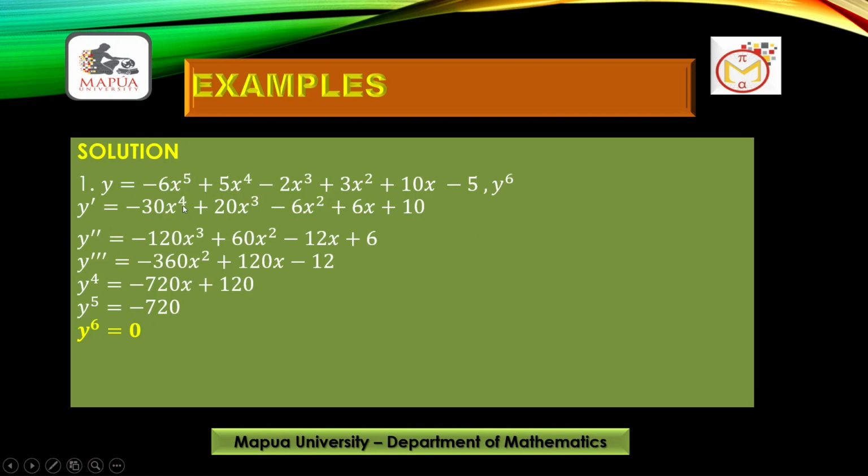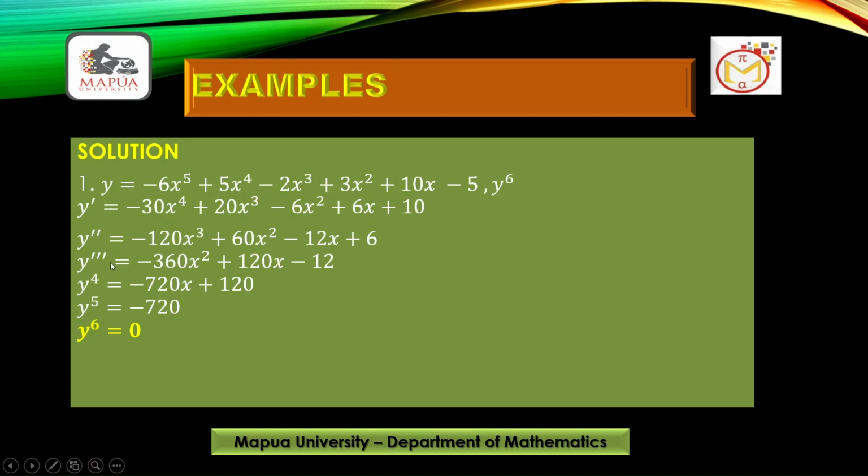This is by means of power again. So bring down 4 times negative 30 is negative 120, less 1 from the exponent, so this is now x cubed. And then, bring down 3 times 20 is 60, and less 1 from the exponent, so this is squared. And then next, bring down 2 times negative 6 is negative 12, and less 1 from the exponent, this is raised to 1. And then 6 times the derivative of x is 1, and the derivative of 10 is 0. Then, as you can see here, we can now differentiate the second order derivative.